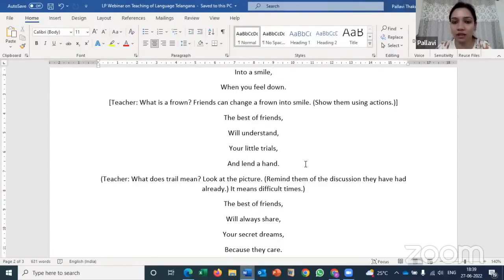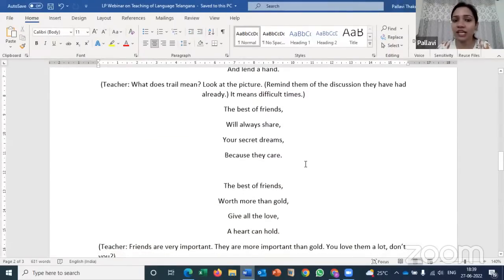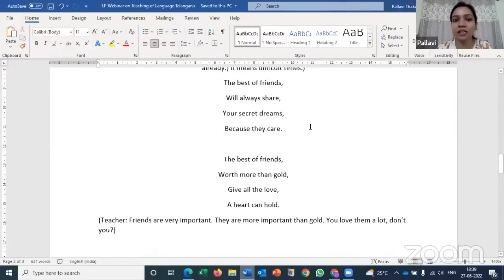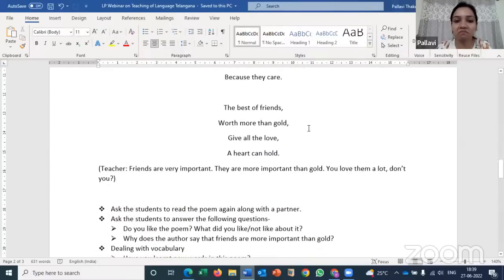They offer you help. Moving ahead, you read the rest of the poem. The best of friends will always share your secret dreams because they care. You also share your dreams perhaps with your friends. You also care for your friends. The best of friends worth more than gold. Give all the love a heart can hold. Friends are very important. They're more important than gold. You love them, don't you?